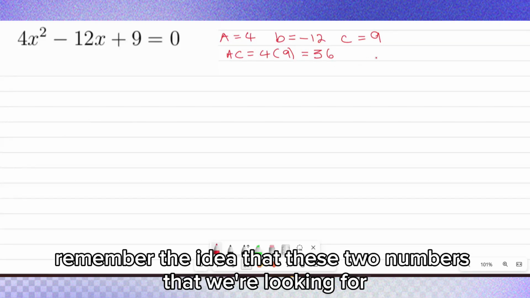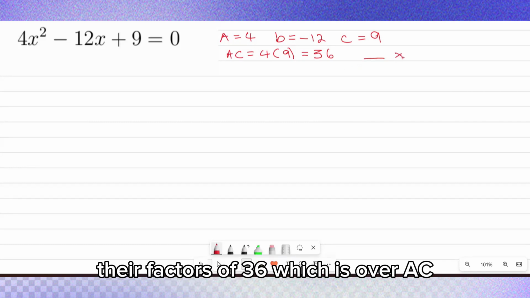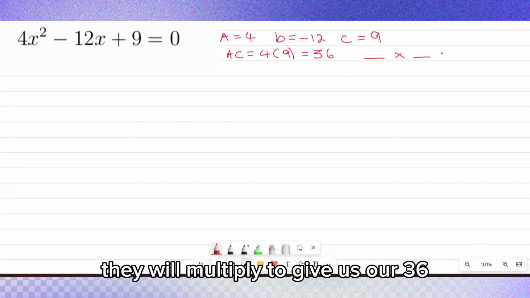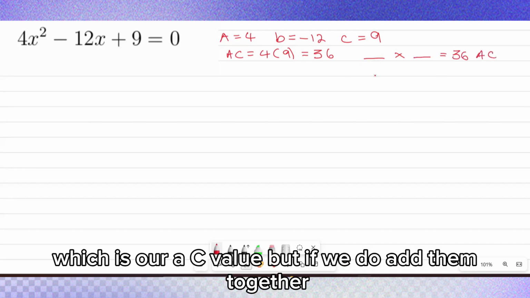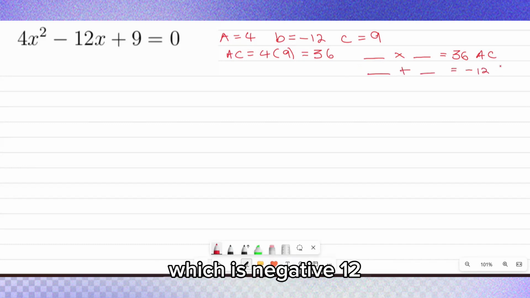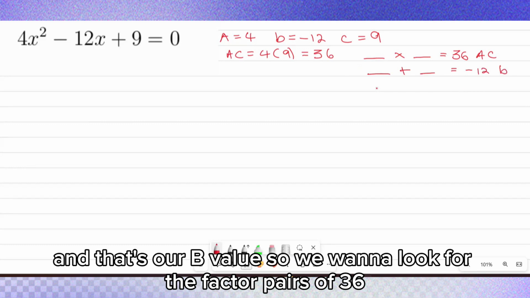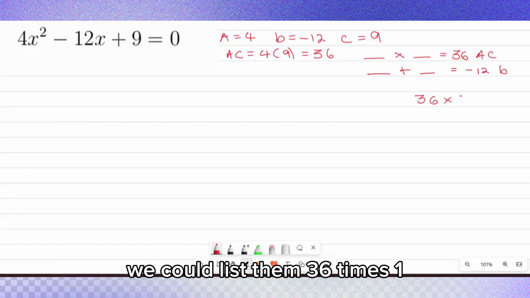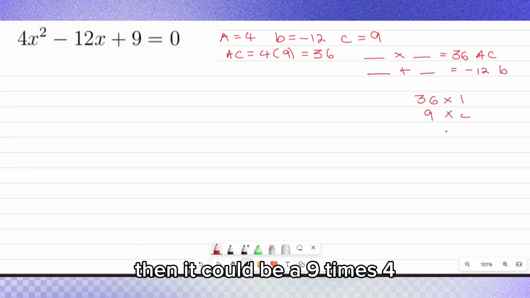Remember the idea that these two numbers that we're looking for, they're factors of 36, which is our AC. They will multiply to give us our 36, which is our AC value. But if we do add them together, we will get the middle term, which is negative 12, and that's our B value. So we want to look for the factor pairs of 36. We could list them. 36 times 1, then it could be a 9 times 4.